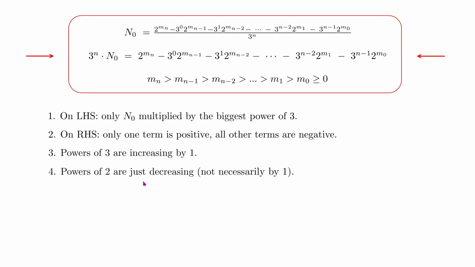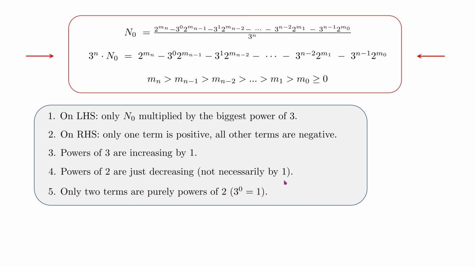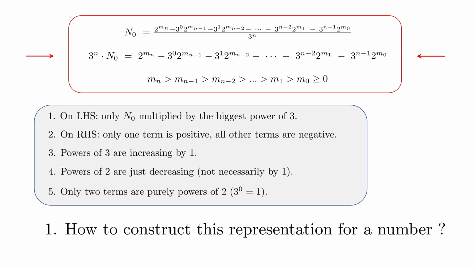Powers of 2 are just decreasing, not necessarily by 1. Starting from this number, they are decreasing according to what is highlighted here. Only 2 terms are purely powers of 2. Knowing that 3 to the power 0 is equal to 1, we have only these 2 terms which are purely in the form of powers of 2. All these statements must be fulfilled to have this formula constructed properly for our initial number n0. Now we can start with the first of our questions, how to construct this representation for a number.